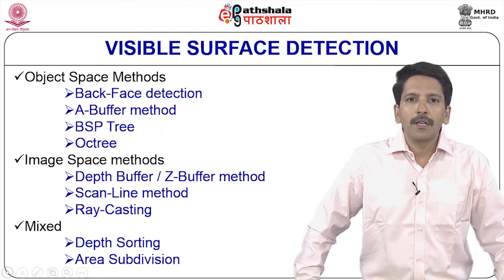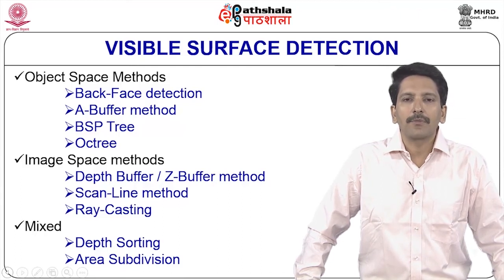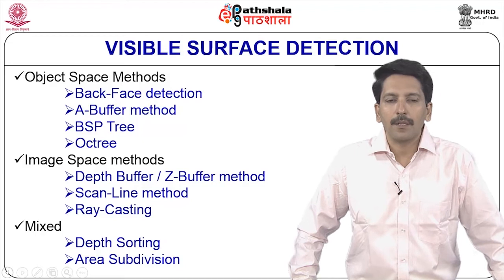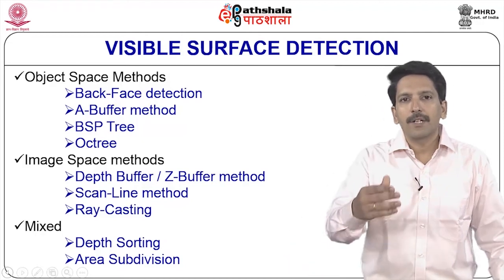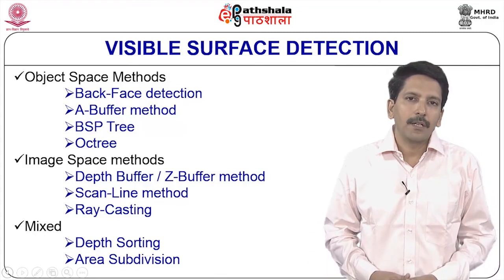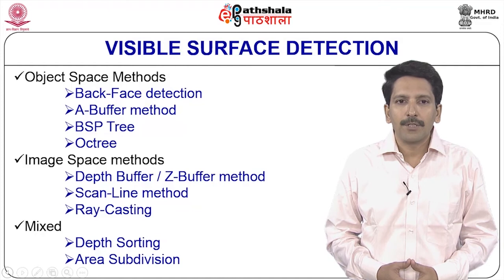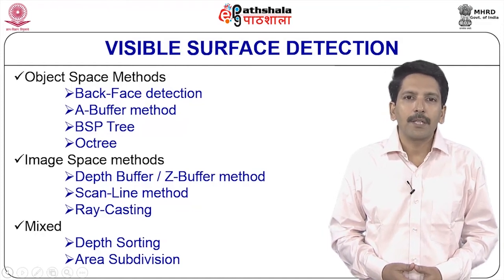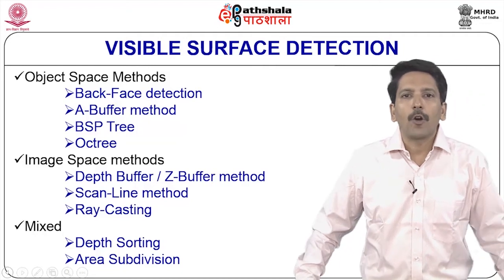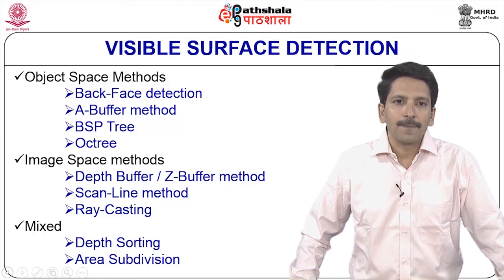As we saw in the previous slide, the visible surface detection methods are classified as either object space, image space, or mixed methods. The classification goes like this: a simple backface detection method, the A buffer method, which we call the accumulation buffer, the BSP tree method, the binary space partitioning tree method, and the octree method are classified under object space methods.